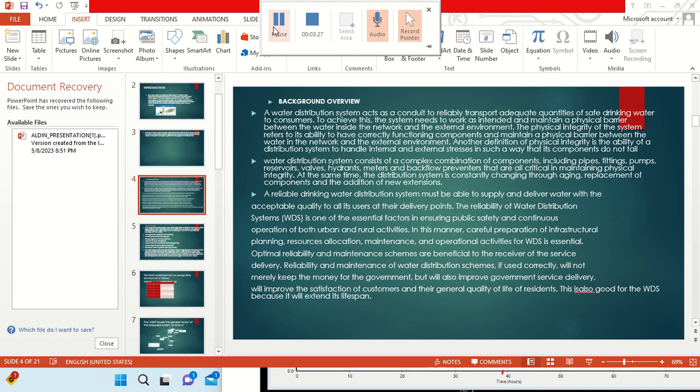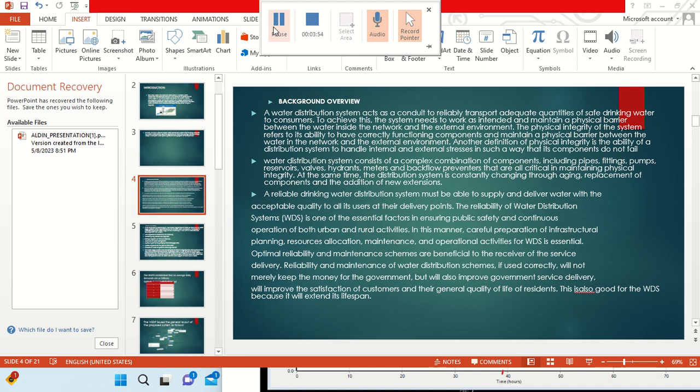At the same time, the system is constantly changing through aging, replacement of components, and addition of new extensions. As we know, we're living in the 21st century and technology has highly dominated our environment and our lives as well. We have to consider the following when we're designing a water distribution system.